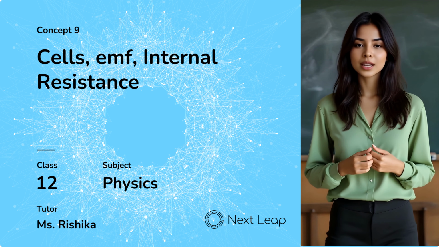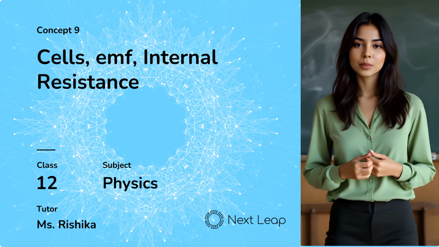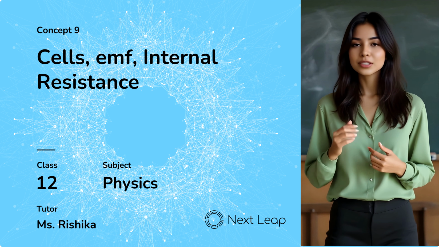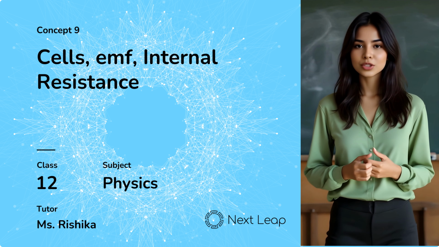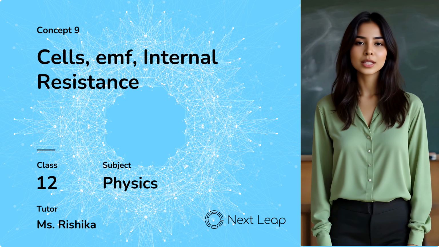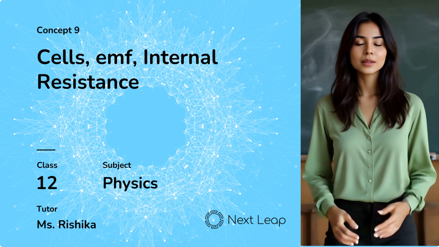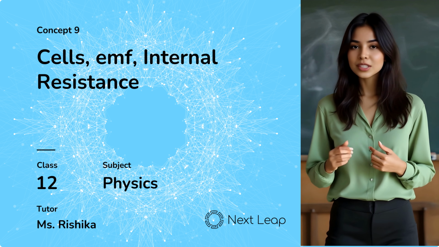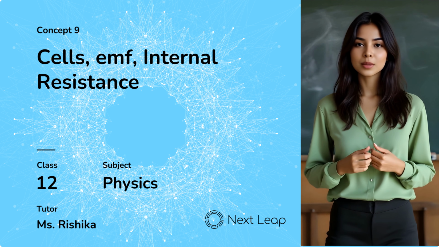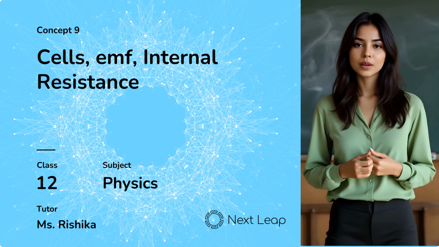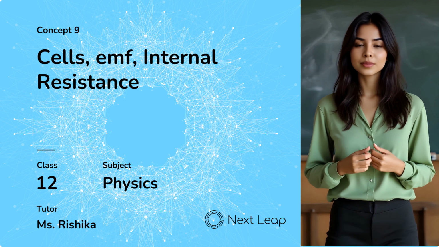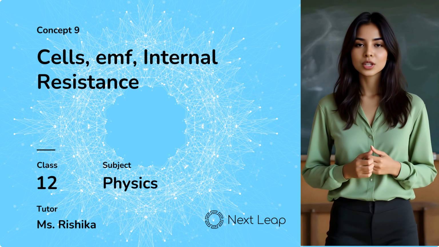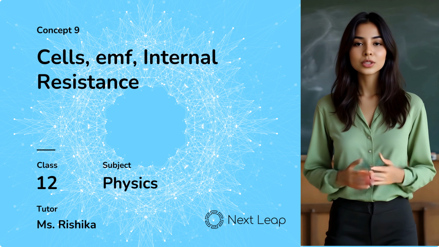Now, here's a key idea. Every cell maintains a potential difference across its two terminals. This difference creates the push that drives the electric current through any external device or resistor connected to the cell. Inside the cell, there are two electrodes, a positive electrode marked as capital P and a negative electrode marked as capital N. These are dipped into an electrolyte solution which allows charges to move between the electrodes.